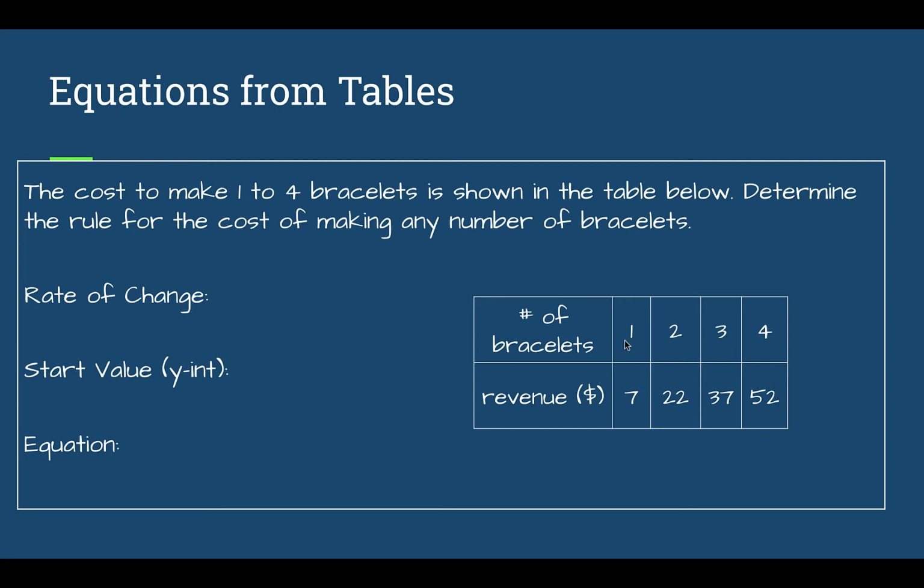Okay, so our number of bracelets is what we put in. Our revenue is what we get out. First thing that we need to do is find our rate of change. So the rate of change, the easiest way to figure out is to think about if you had 1 more of your item, in this case bracelets, how much does the total change?